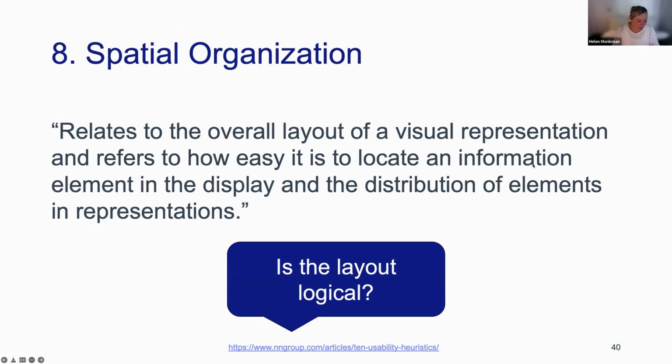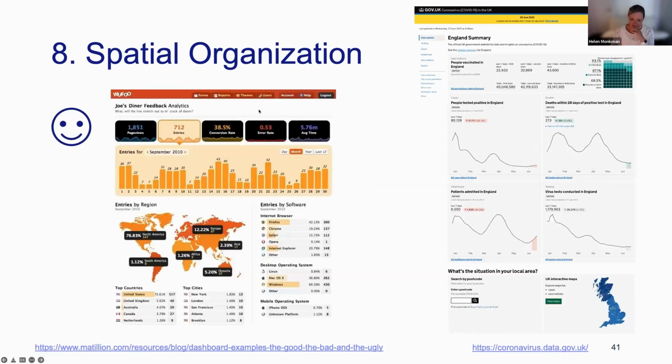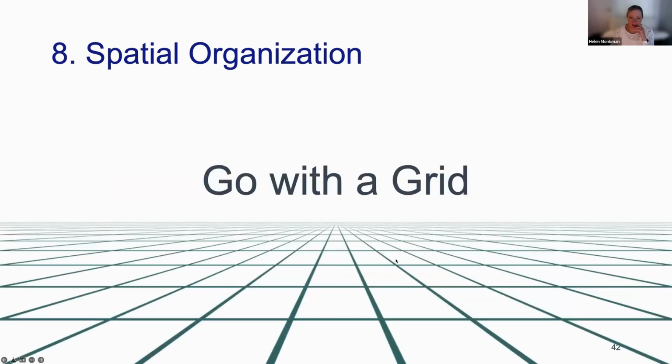So spatial organization is also a really important component. So how the dashboard or the display is laid out. So when we're looking for things, is it easy for us to find them? And does it feel balanced, or is it kind of cluttered on one side versus another side? So that is something that we also want to think about when we're looking at it. So we have some pretty good spatial organization here. And then here is pretty good too. It's nicely laid out in a grid. And that is what I would recommend, is going with a grid.